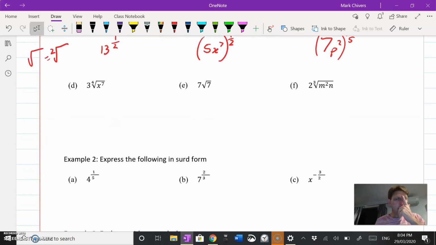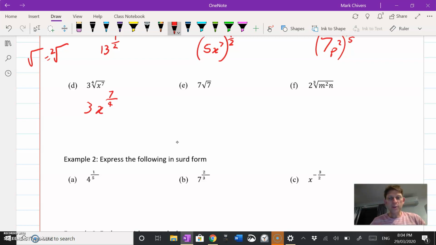Now in this next example, the only thing under the surd is the x to the power of 7. So we've still got 3, and it's going to be by x. In the previous examples, we'd go 1 over 4. But in this case, x is also to the power of 7 under that surd. So we'd put that as 3x to the power of 7 over 4.